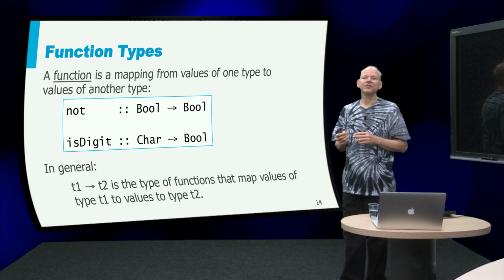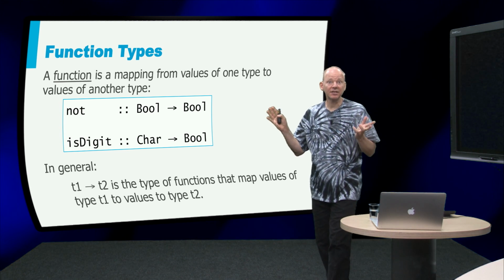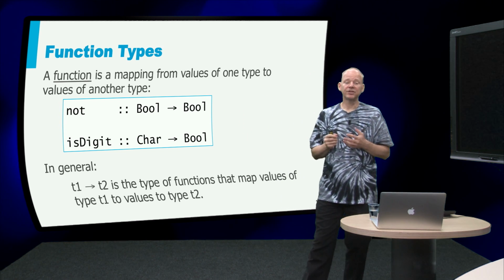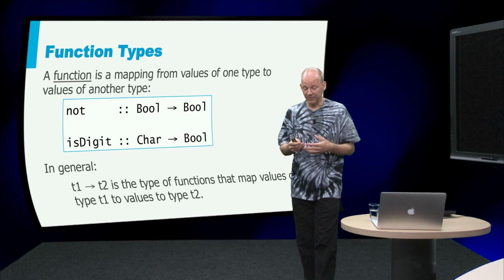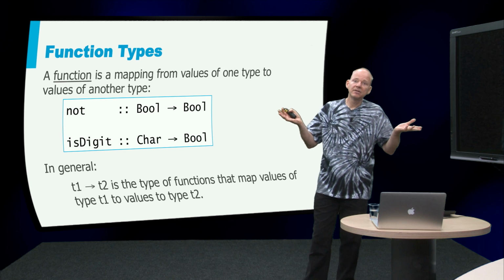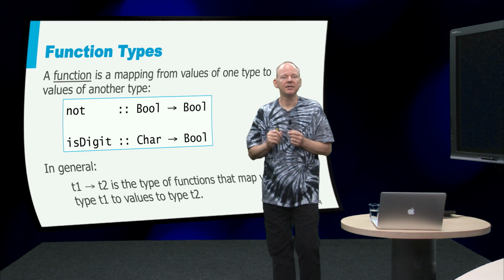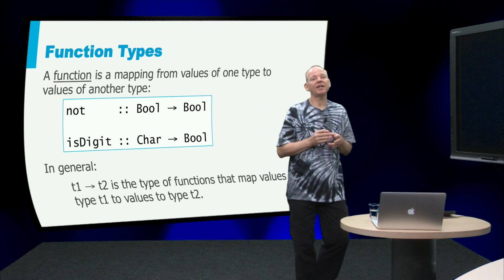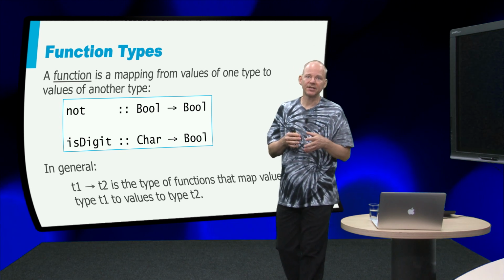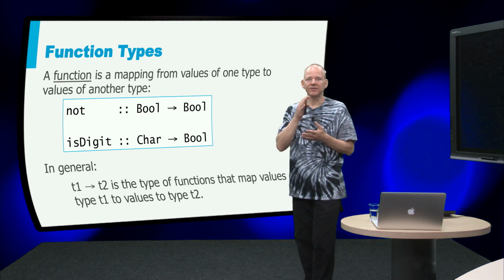A function is a mapping from values of one type to values of another type. So here are two very simple examples of function types. The first one is the function not, negation, which takes a Boolean and returns another Boolean. Nothing too complicated. Let's look at the second function here, isDigit. IsDigit takes a character and checks whether that character is a digit, so whether that character is 0, 1, up to 9. The type of that is char to bool.